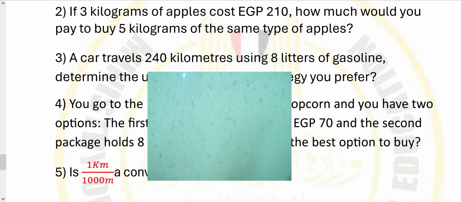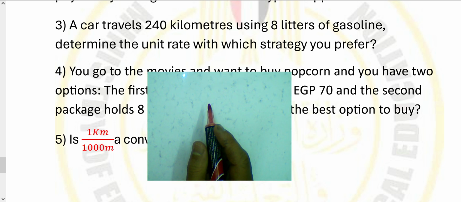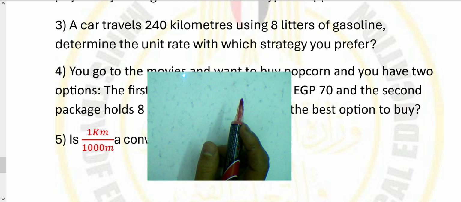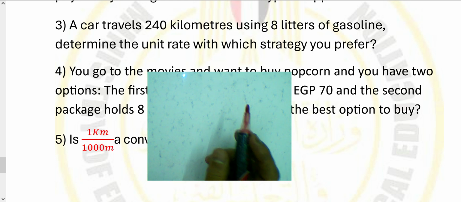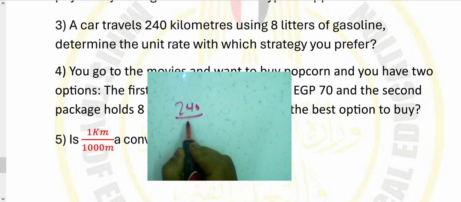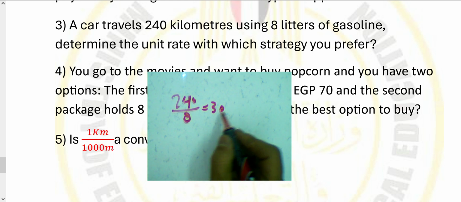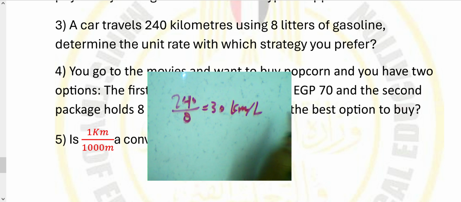Next question. A car travels 240 kilometers using 8 liters of gas. Determine the unit rate with which strategy you prefer. Okay, we can write 240 divided by 8, 24 divided by 8 equals 3, and the unit rate will be 30 kilometers per 1 liter.